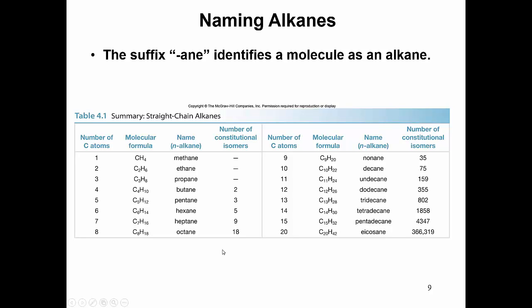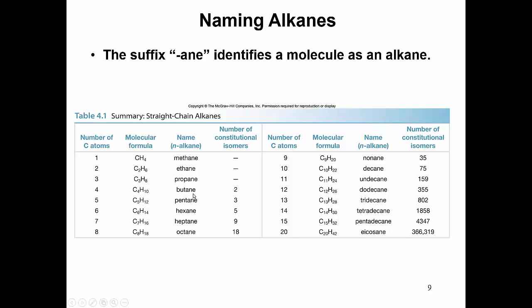Now take a look at this number of constitutional isomers column, and let's look at entry number 20, icosane, and that's got 366,319 possible isomers. Now, I'm not going to ask you to draw all of those, but just keep in mind that the number of isomers can increase exponentially as you get bigger and bigger, with more and more atoms that can bind in all these different ways and give you the same molecular formula.